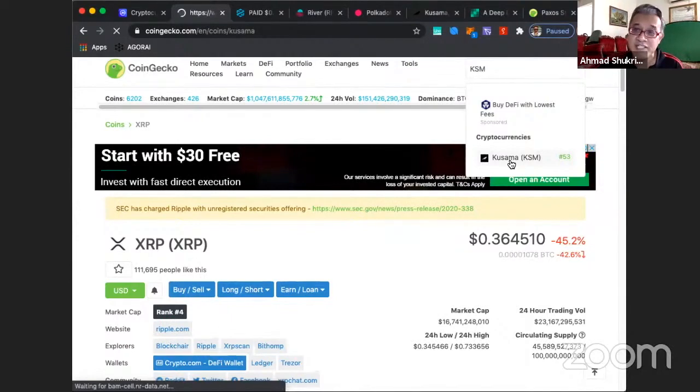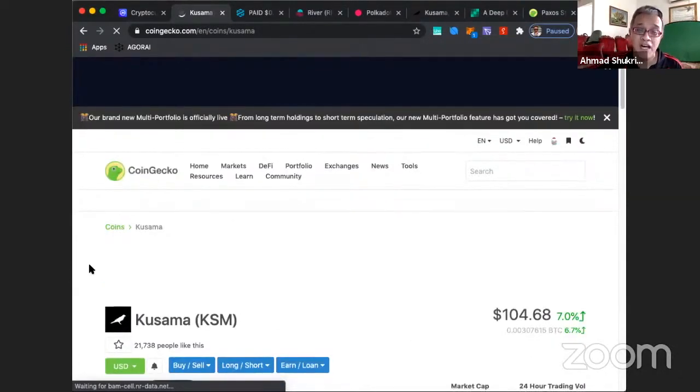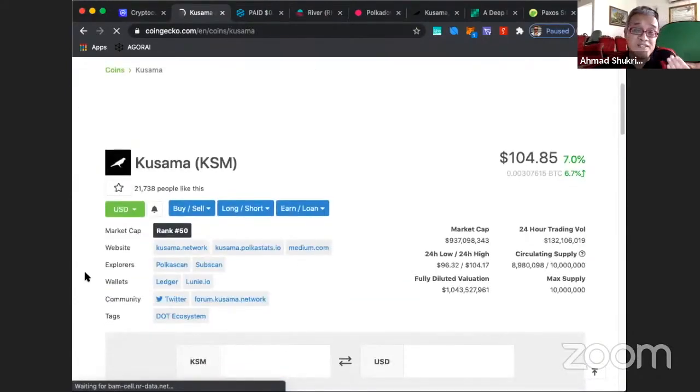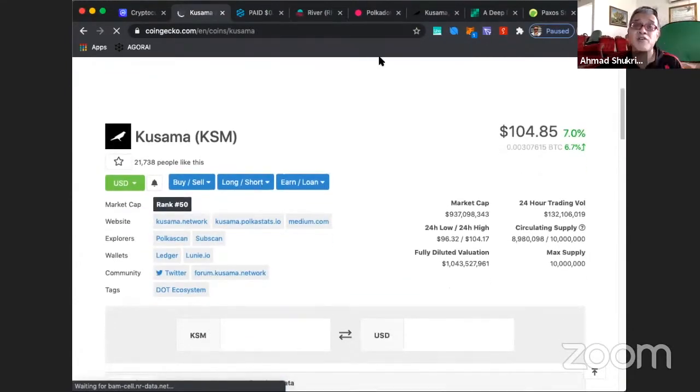It's a strategy. It's for you guys to learn. We're going to go in with a small amount. This is Kusama. It is $104. It is the wild cousin of Polkadot. And look here again. I want you to look at the picture again.